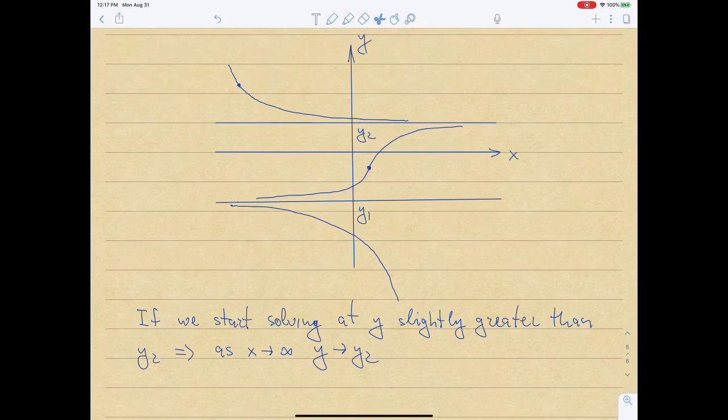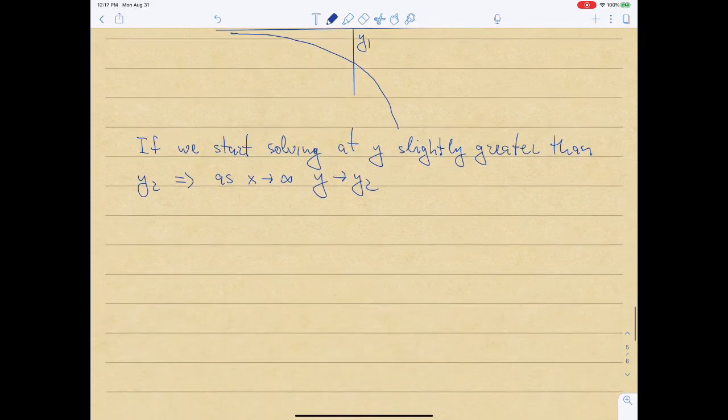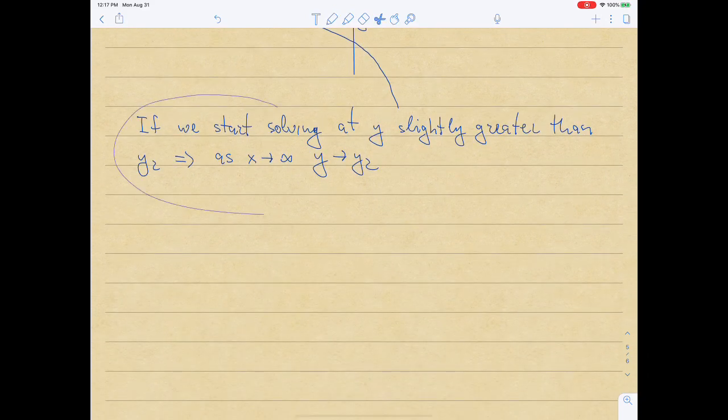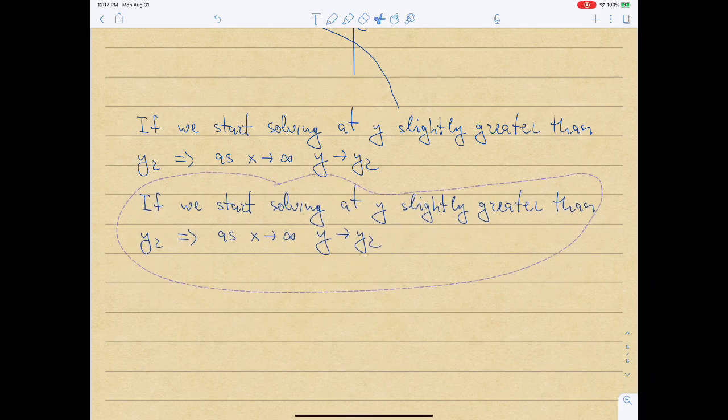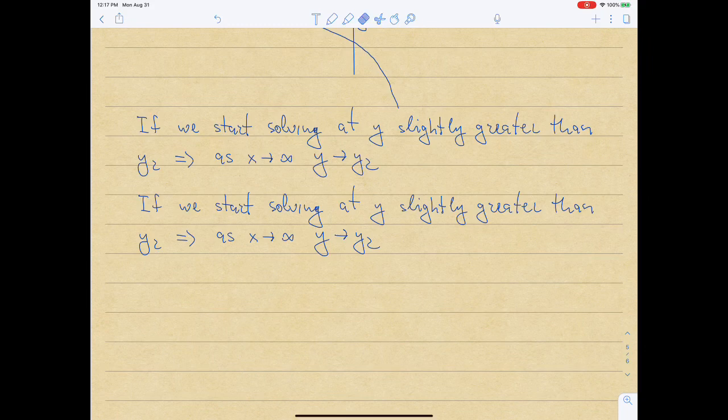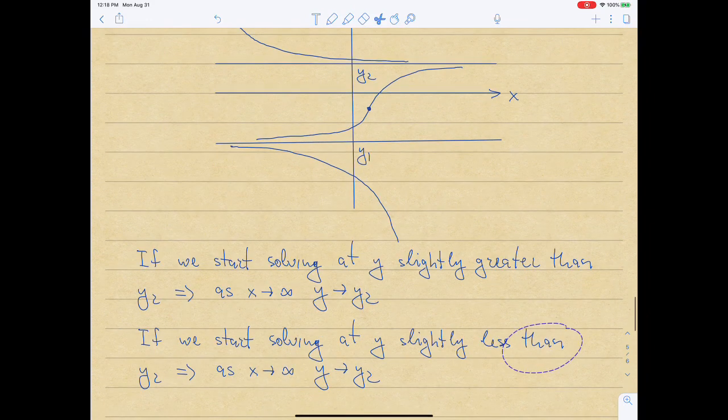So if we start anywhere above y equal to y2, eventually y will converge to y2. In a similar way, if we start solving our ODE when y is slightly less than y2, then what will happen? In fact, exactly the same thing will happen, right? So in the previous case, y would go down to y2. In this case, y will go up to y2.